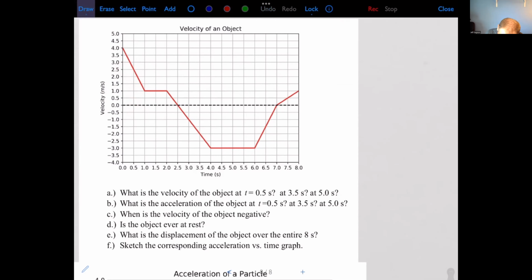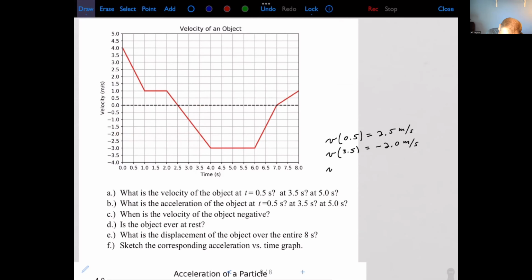So I'll do it like this. I'll say velocity at 0.5 seconds is equal to 2.5 meters per second. Okay, what about the velocity at 3.5 seconds? Well, I go to 3.5, right here. I go to the graph. I read off that value. It looks like it's -2, right? So velocity at 3.5 is -2 meters per second.